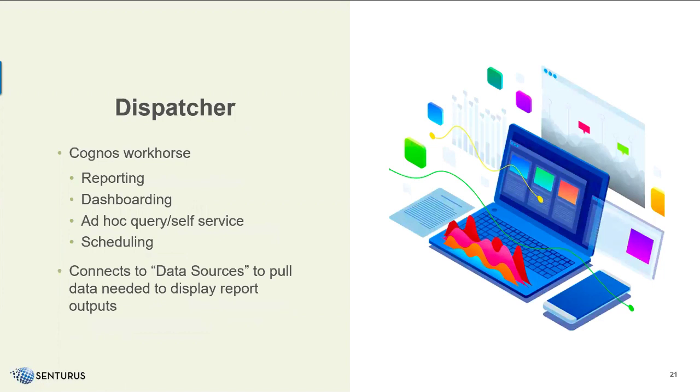The dispatcher, and this is the Cognos workhorse, I like to say. This is the one that's doing the heavy lifting. It's going to need the most CPU and RAM. It's going to be responsible for running the SQL, crunching the numbers, displaying the reports, your dashboarding, your ad hoc self-service reporting, scheduling. This is the one that's going to connect to those data sources, the information that you want to see in your reports, and bring it back and display it however you have built in your reports and dashboards.